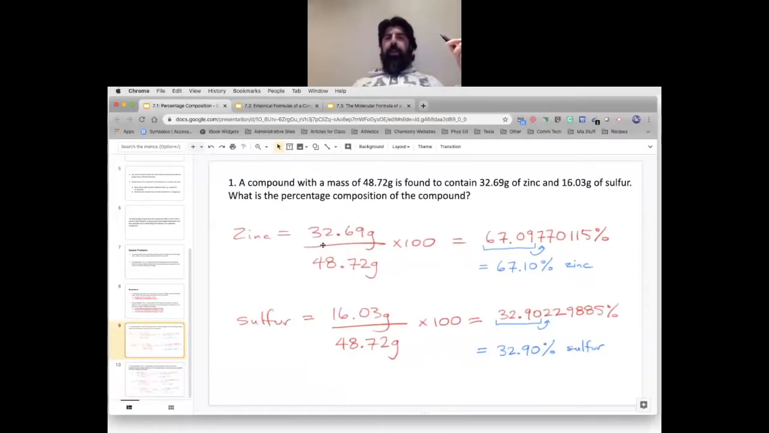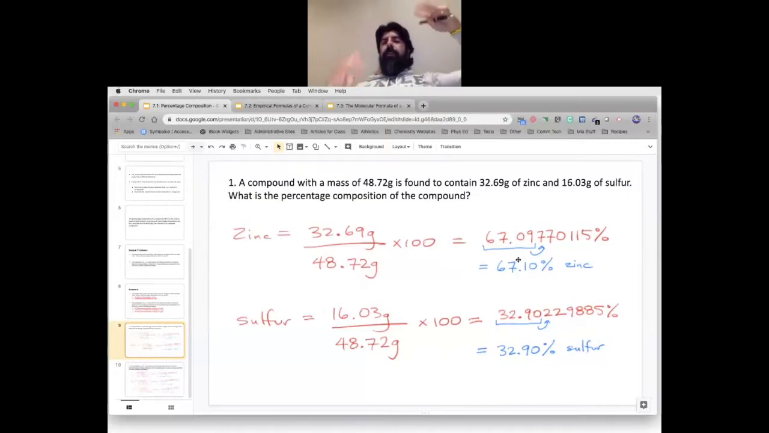translates to, there's 32.69 grams. The overall compound contains 48.72 grams. Multiply this by 100, and we get a number of 67 point and all that, but we round it to 4 significant digits, since there are 4 significant digits in our question.